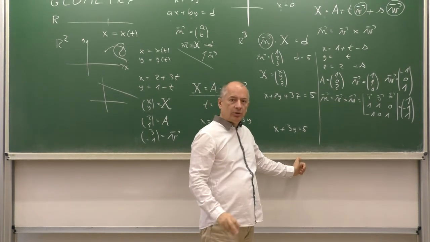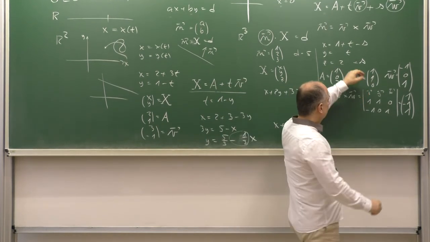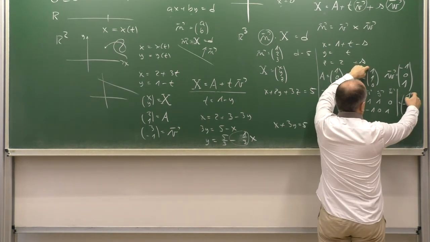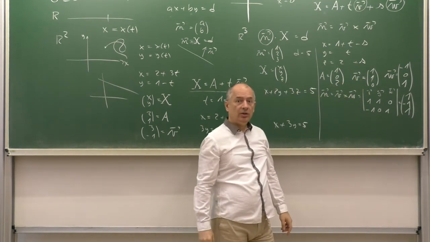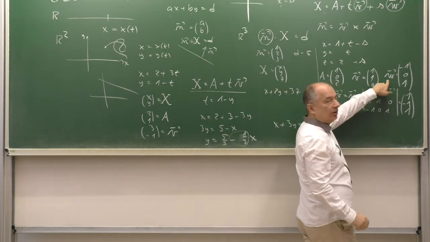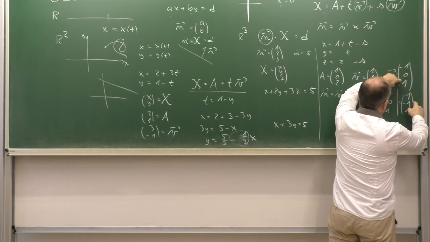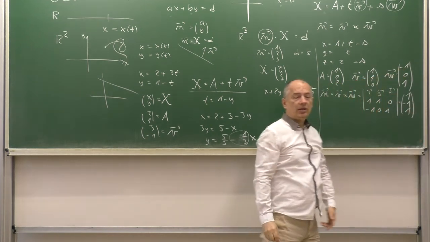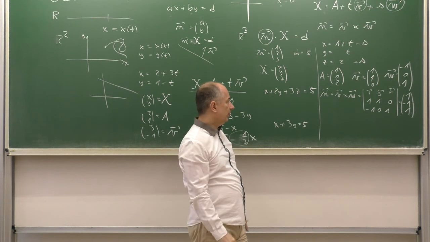It's a good idea to check this result. It should be perpendicular to v. Is it? 1 minus 1 plus 0 is indeed 0, the scalar product. And it should be perpendicular to w as well. Minus 1, 0, plus 1, yes, the scalar product is again 0, so they are indeed orthogonal, perpendicular.